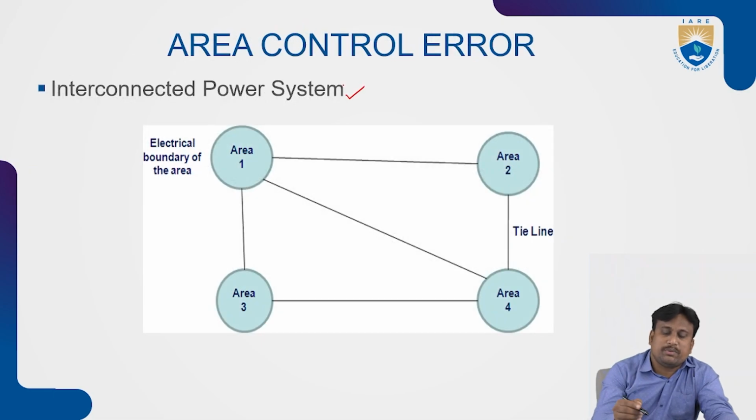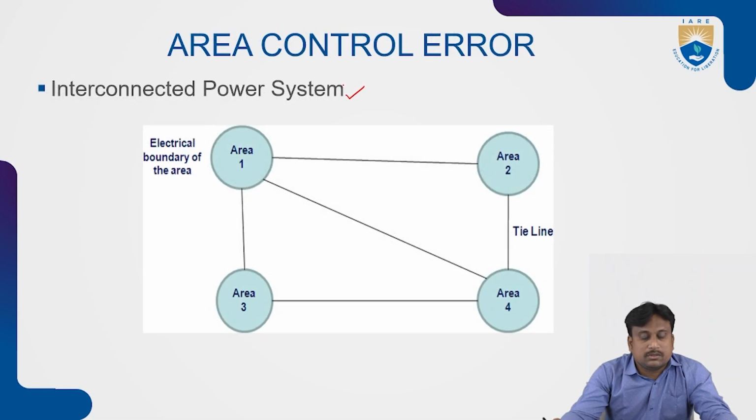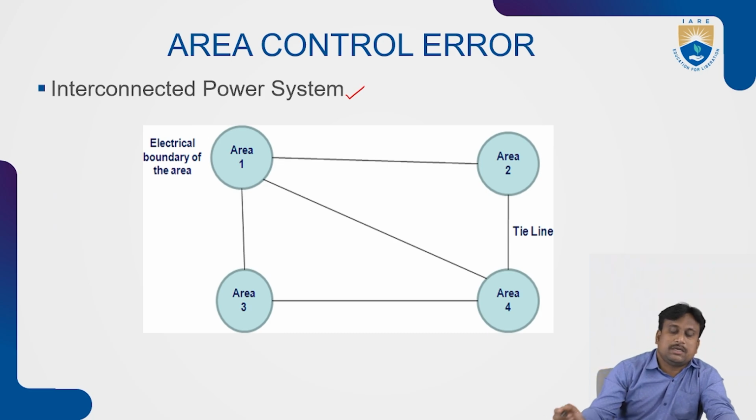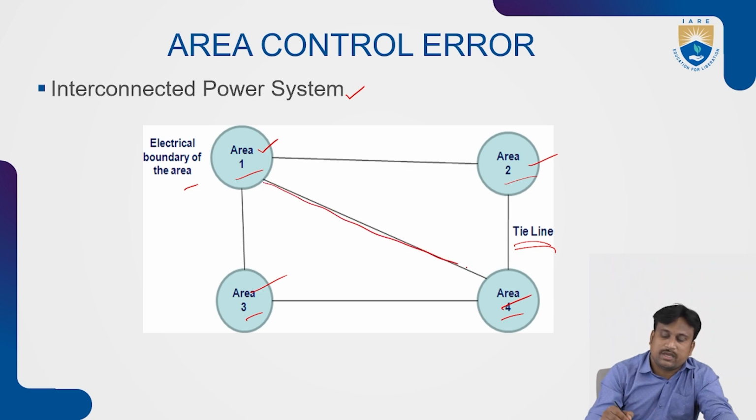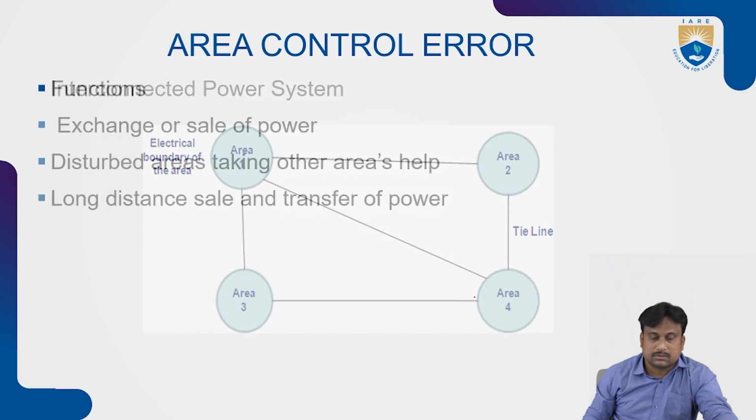So here is a simple interconnected system, with electrical boundaries of the areas: area 1, area 2, area 3 and area 4. These areas are provided with particular boundaries 1, 2, 3 and 4, and are connected by tie lines. The tie line connects one area to another at their respective boundary positions.